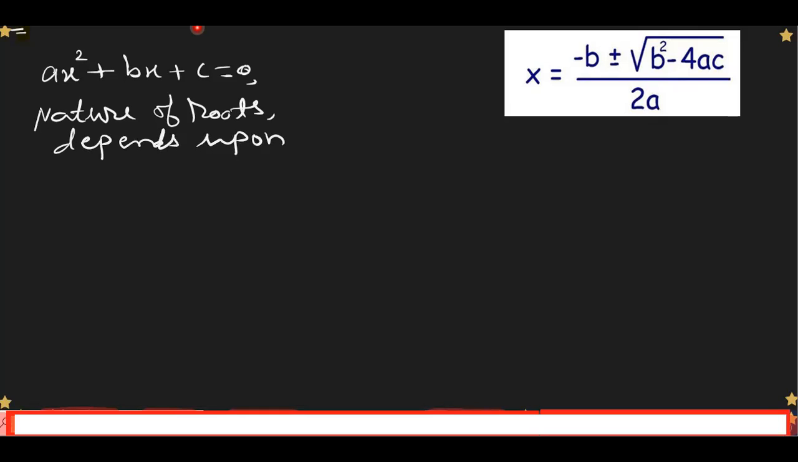Nature of roots depends upon the discriminant, that is b square minus 4ac. This we know, this is the quadratic formula.